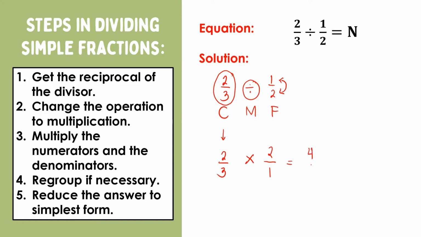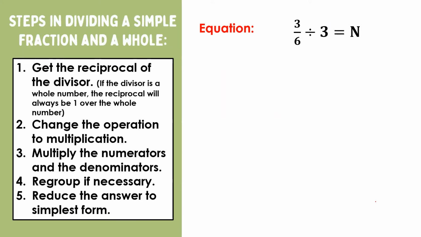2 times 2 is 4, and 3 times 1 is 3. That gives us 4/3. Since this is an improper fraction, we regroup. 4 divided by 3 is 1 with a remainder of 1. Therefore, we have 1 and 1/3.